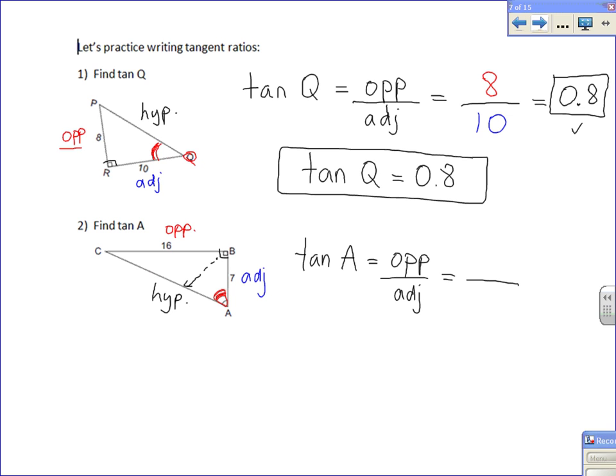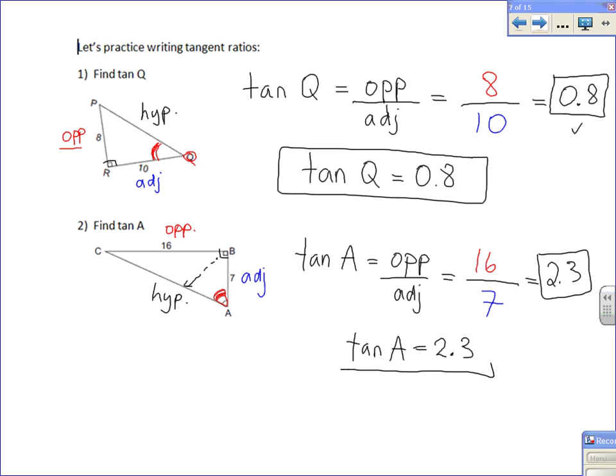And I have some values now. 16 is the length of my opposite side, and 7 is the length of my adjacent side. So I can do the math. 16 divided by 7 in my calculator, or in my head, a little bit greater than 2. It's going to be 2.3. And my answer then, if I state it down below here, the tangent of A is equal to 2.3. Excellent. Finally, one more to go.